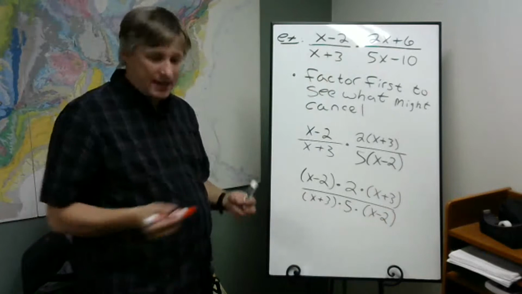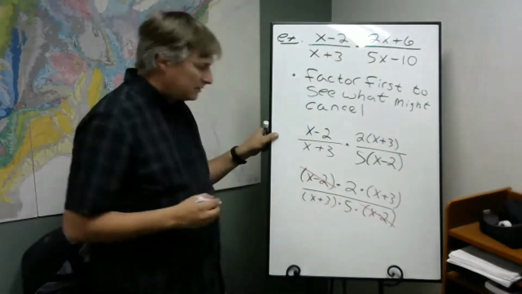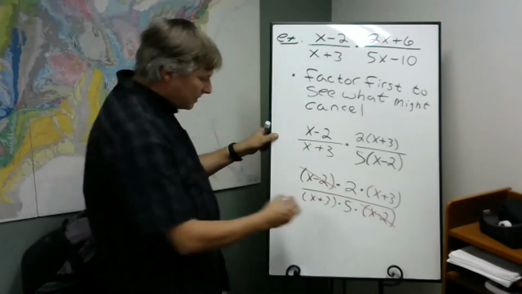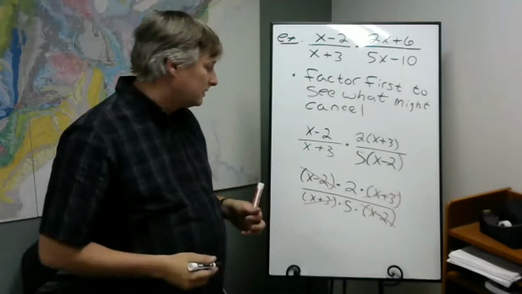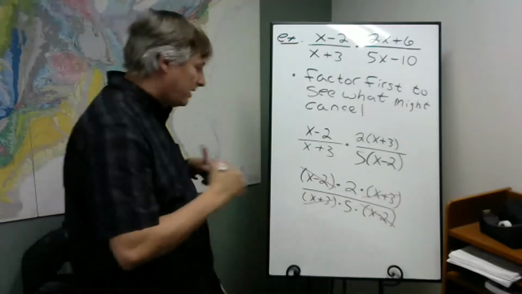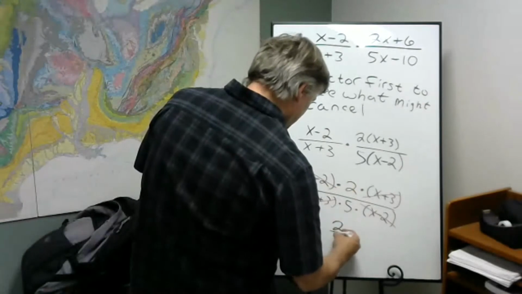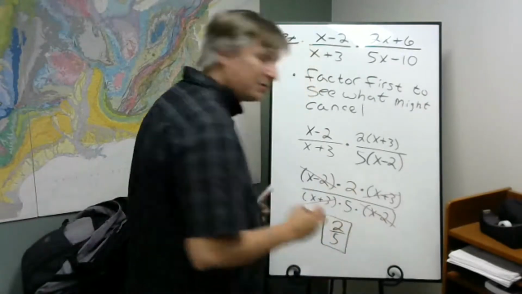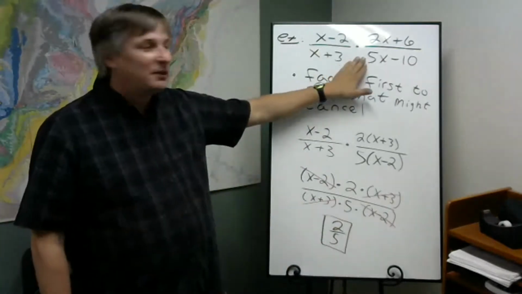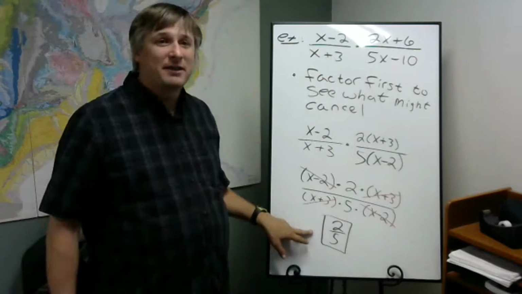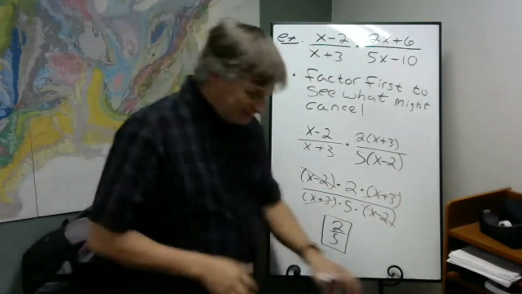So now let's look for things that cancel. Well, first off, x minus 2 and x minus 2, those are going to cancel. And then also x plus 3 and x plus 3, those are going to cancel. So what does that leave us with? Well, it leaves us with just the 2 and the 5. So this reduces, after the multiplication, to 2/5. So it starts out like this, and it simplifies down to that after we multiply. So let's do another one.